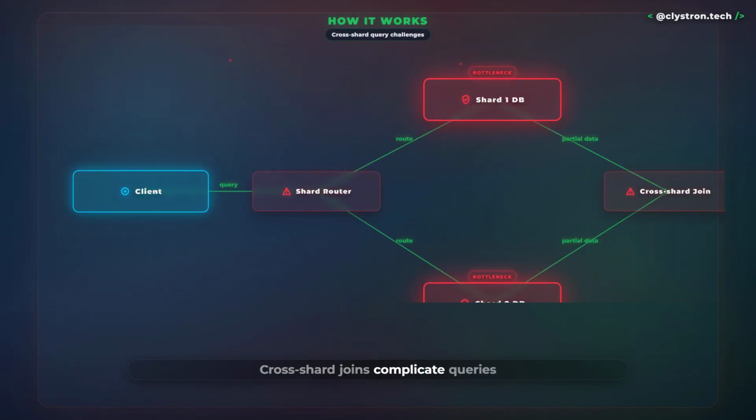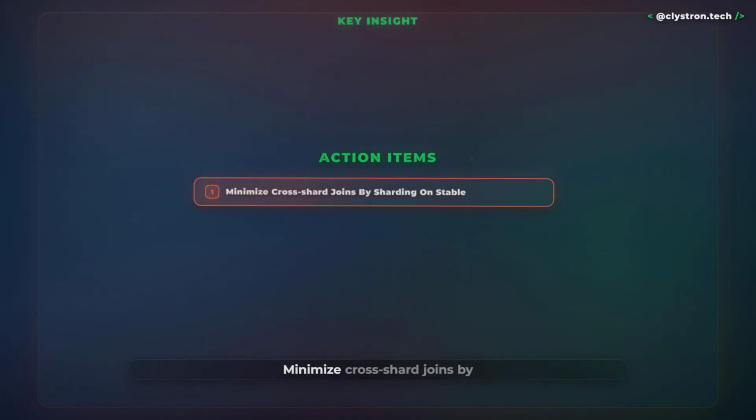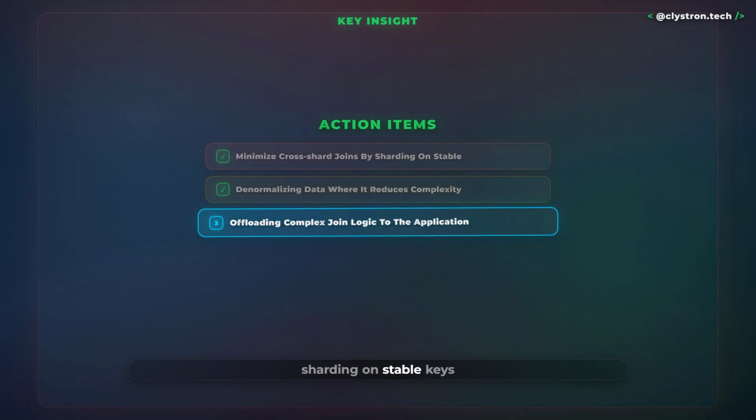Cross-shard joins complicate queries and increase latency because data must be aggregated outside the database. Designing schemas to localize related data within shards minimizes these costly operations and improves query performance. Minimize cross-shard joins by sharding on stable keys like tenant or user ID, denormalizing data where it reduces complexity, and offloading complex join logic to the application layer for better scalability.